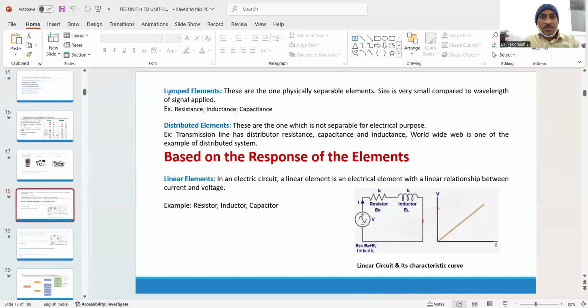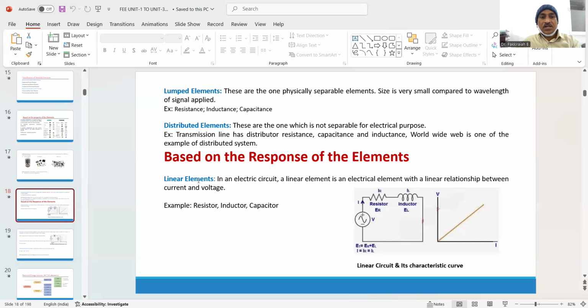Some other elements we see: lumped elements and distributed elements. Lumped elements: elements which are physically separable are said to be lumped elements. Example, resistor, inductor, capacitor. Distributed elements: elements which are not physically separable are called distributed elements. So example, transmission line.